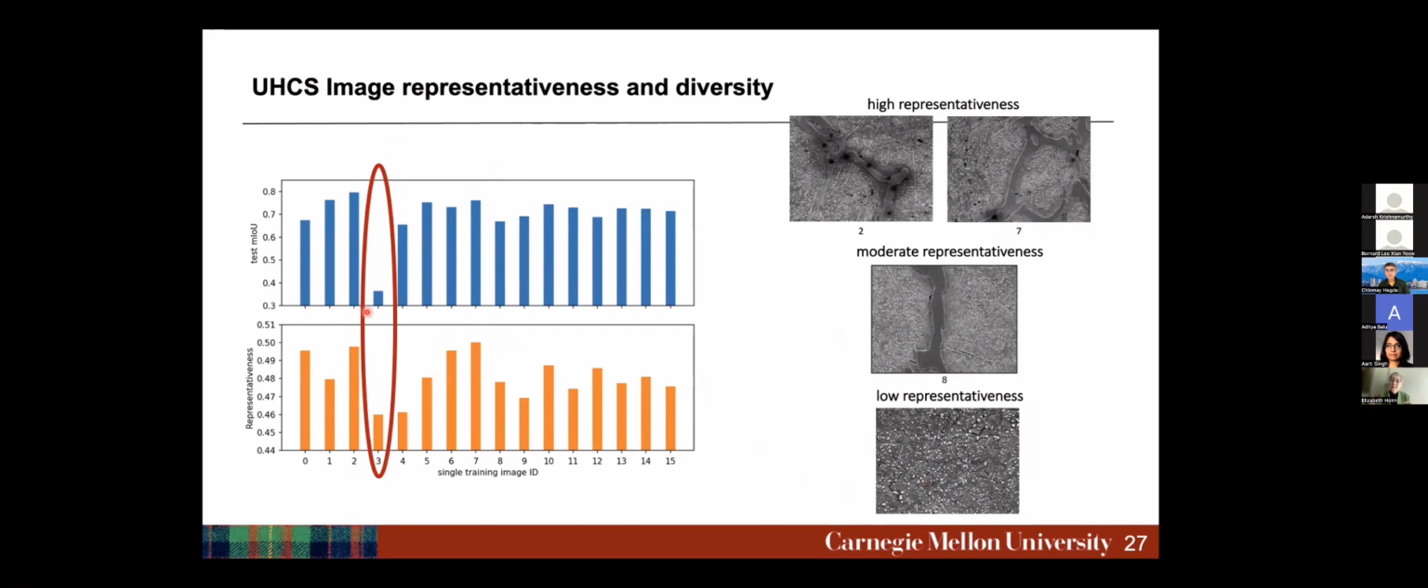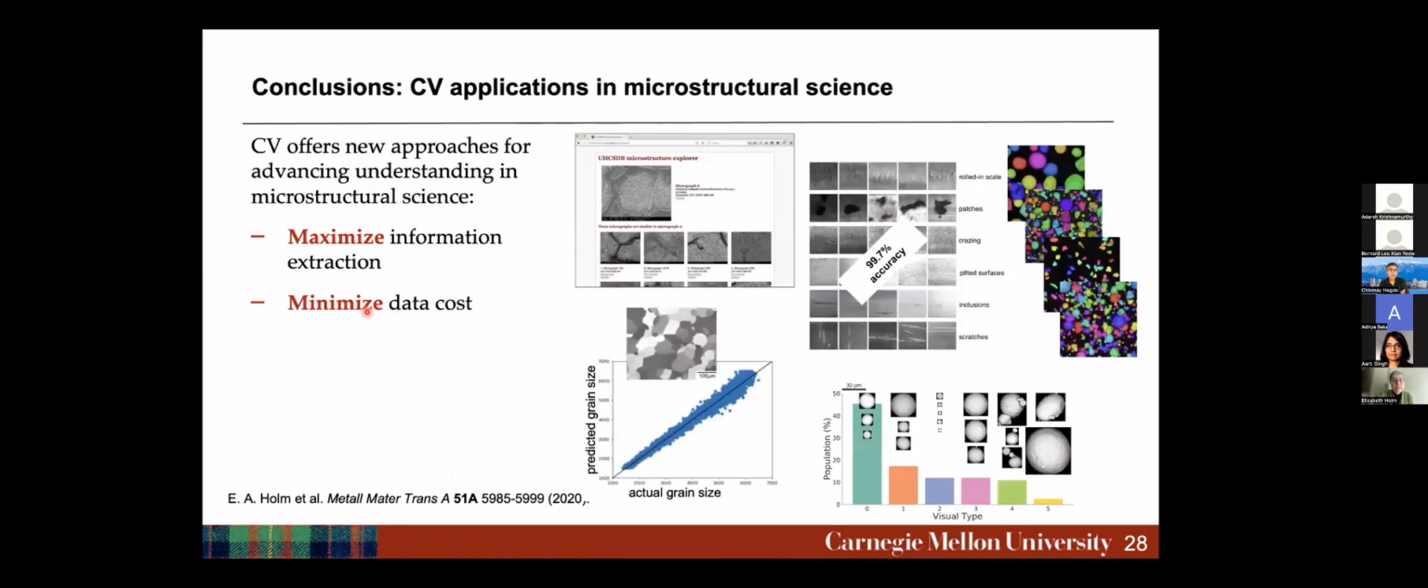And so now, understanding what the system is looking at helps us define a representativeness metric that helps us determine which images are worth the difficult task of manually annotating in order to turn them into training images for the computer vision system. Saves us a lot of time. So my basic conclusions are this. Computer vision helps us do 2 things that are vital to microstructural science. Maximize the information extracted from our image data while minimizing the cost of doing so. And I'll leave it at that.